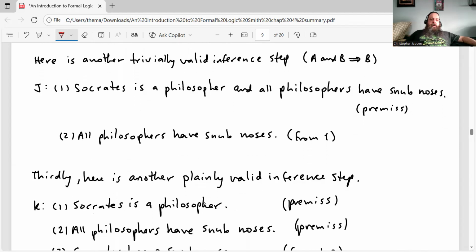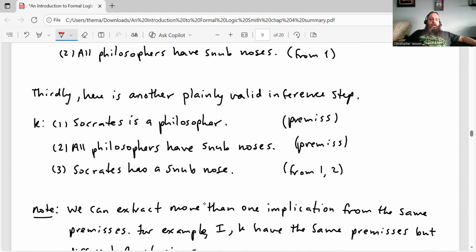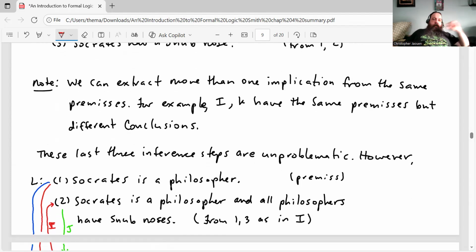And thirdly, here is another plainly valid inference step. This is argument K. Premise one, Socrates is a philosopher. Premise two, all philosophers have snub noses. And then from one and two, Socrates has a snub nose. Just a note here, we can extract more than one implication from the same premises. If you look at argument I and K, if you go back in the video, you'll see that we have the same premises but different conclusions. So different conclusions can follow from the same set of premises. These last three inference steps are unproblematic.